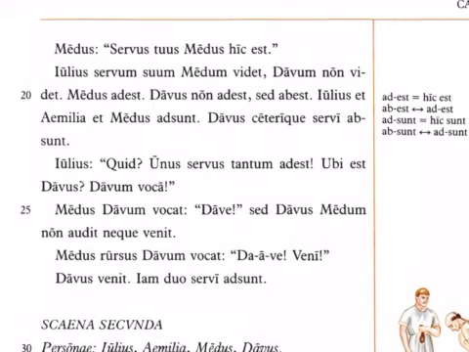The M on the end of Davum tells us he's the object, and the verb ending with the A like that without the T on the end tells us that's a singular command. Call Davus. Now, obviously, he's telling Medus to do this, right? Medus Davum vocat. Dave! Medus calls Davus. Davus, right? Now, notice when he's calling Davus, he doesn't say Davus. He says Dave.